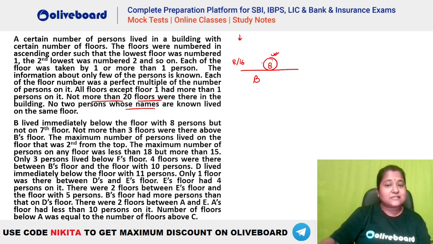But let's say if this is the 8th floor here, that means B should be on the 7th floor because B is immediately below this floor. But here it is given that B should not be on the 7th floor. That means taking this possibility here is not the right one. So you cannot have this person with 8 persons on the 8th floor, else your B will be the one on the 7th floor, right?